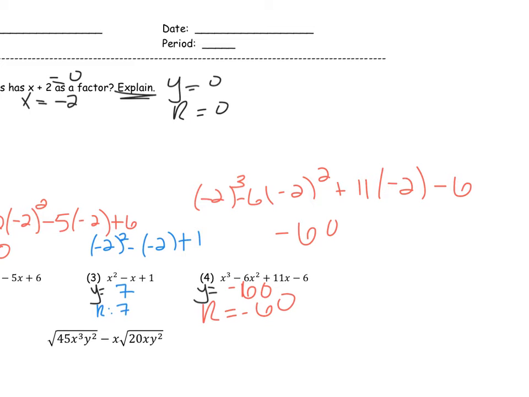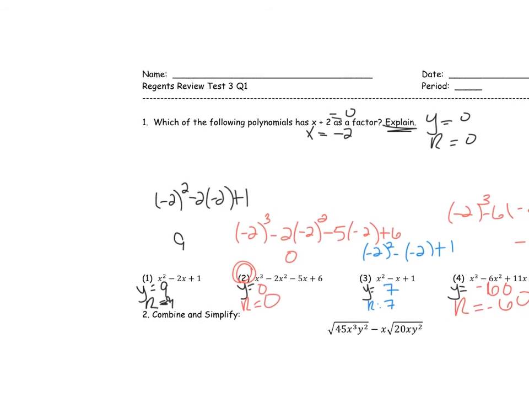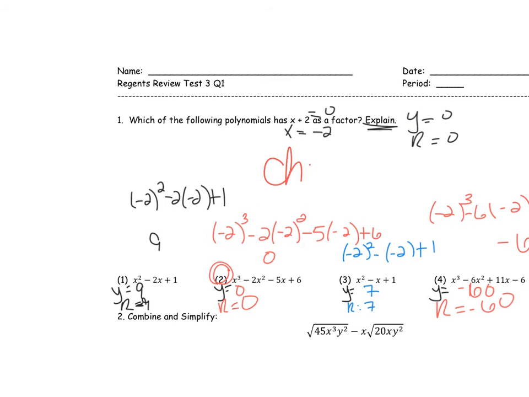So which one has it as a factor? You would say choice 2. They're asking you to explain. This is because when x is -2, y is equal to 0. And according to the remainder theorem, the y value is the remainder.